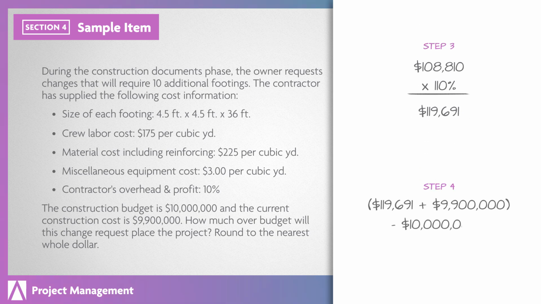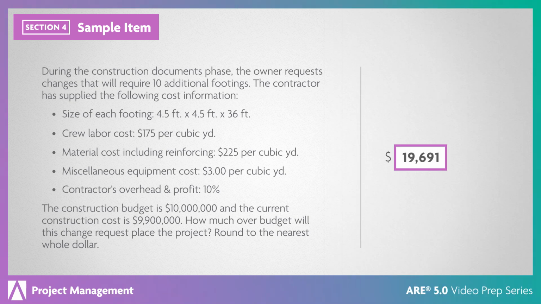The total cost of the additional footings and the current construction cost must then be compared to the construction budget amount. Because the dollar sign is in front of the answer box, only the numerals need to be entered, rounded to the nearest whole number as stated. This is an AE level item because it requires you to analyze the information given and calculate the increase in labor and materials compared to the current project budget.